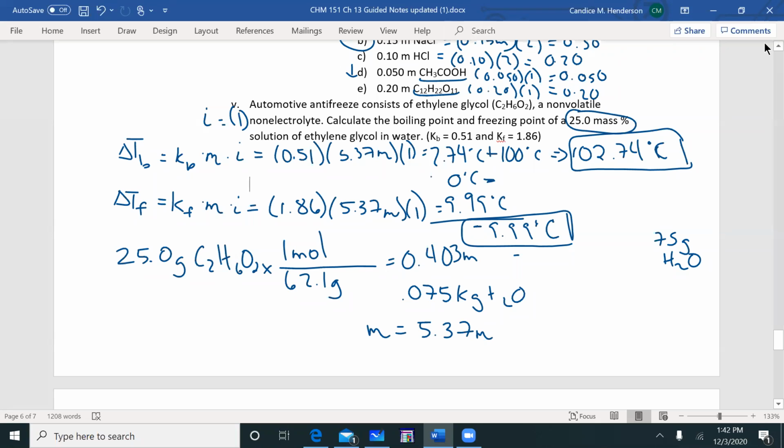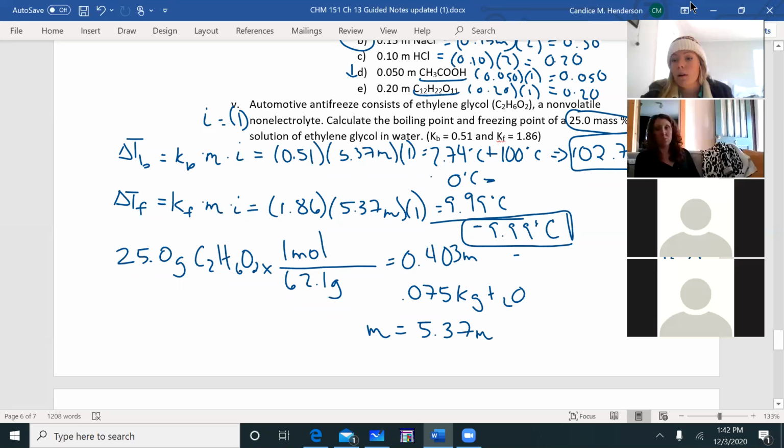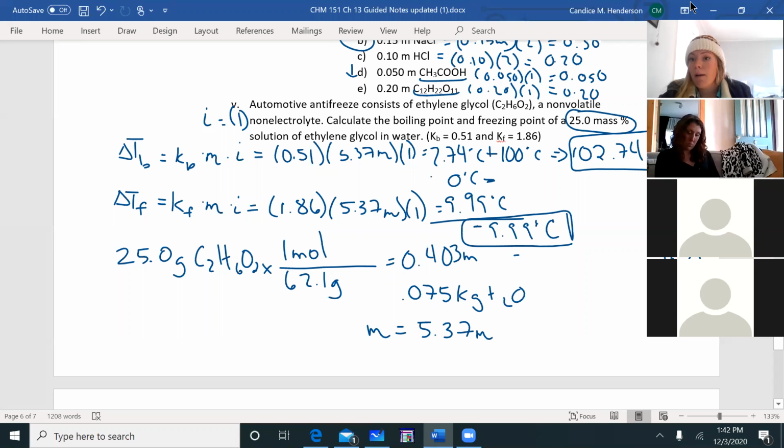Any questions on using the equation, the delta T, and our KBs and KFs? Remember, these will be given to you. This is really just as simple as counting up the particles. The hardest thing with these problems is going to be right here, calculating the molality. So if you feel comfortable with calculating molality, you've got most of the work done for the problem.